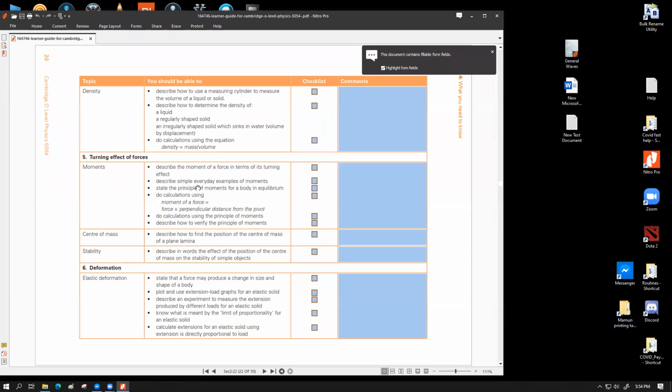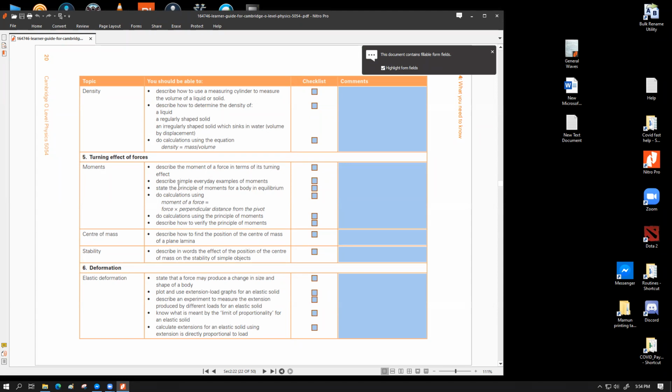Describe simple everyday examples of moments. This is a pretty interesting thing, which this example can have a lot of range. We are going to cover some of them, but technically speaking, it's not possible to cover all of them because there are so many different applications of turning effects. But I'm going to cover as many practical things as I can.